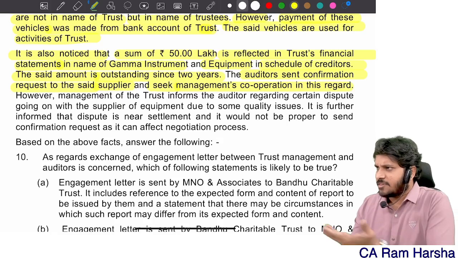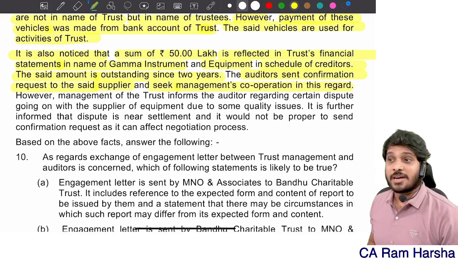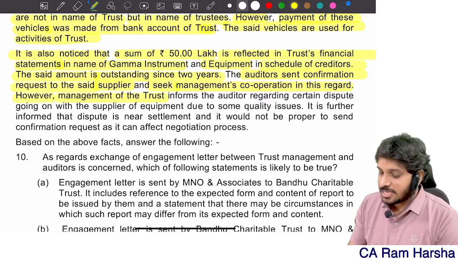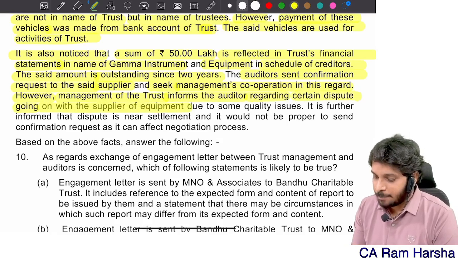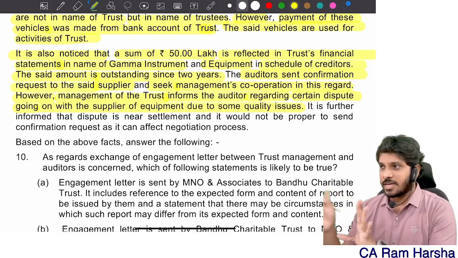The auditor sent a confirmation request to the said supplier and sought management's cooperation in this regard. Correct. Only with the management's authorization can we send a confirmation to a third party. Remember, confirmation to a third party? Yes. However, management of the trust informs the auditor regarding a certain dispute going on with the supplier of equipment due to some quality issues. The auditor approaches management saying, I want to send a confirmation.